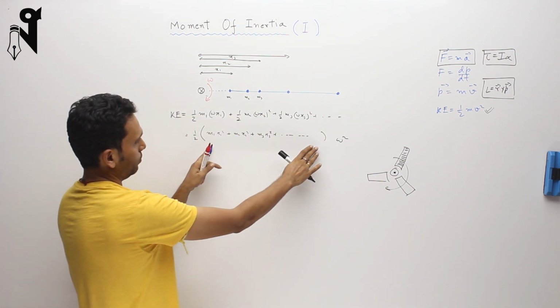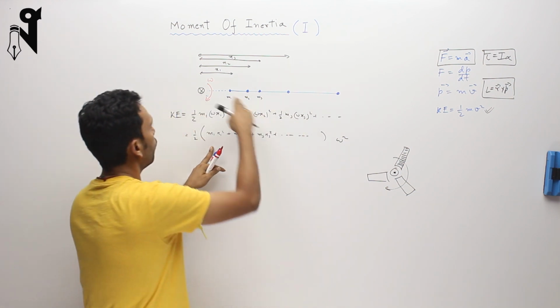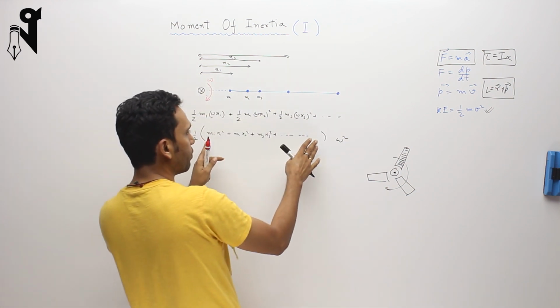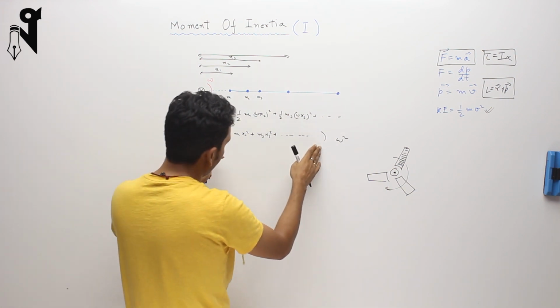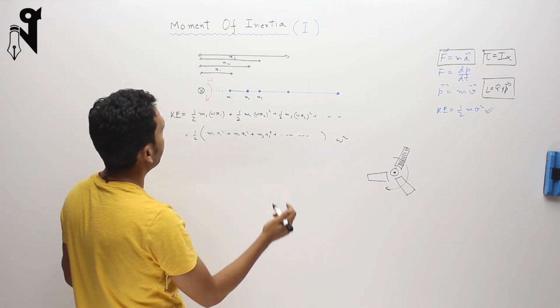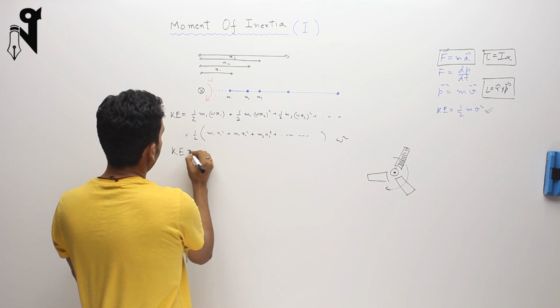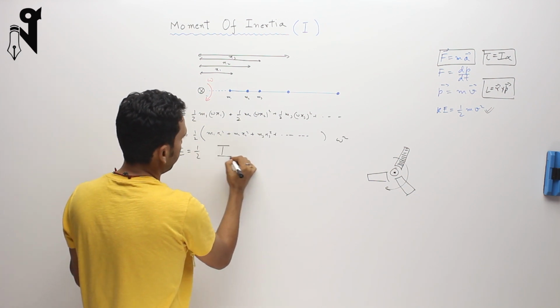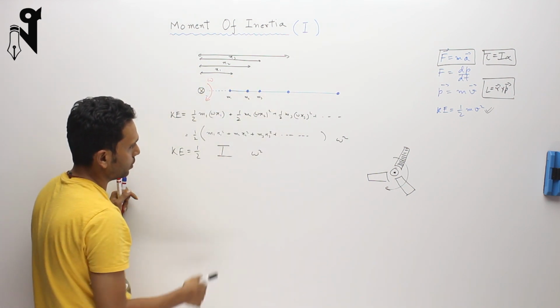Now this term is independent of how much was the omega, and this big fat term is coming when you calculate the kinetic energy. So this big fat term for this body is the moment of inertia of the body. So this term is the moment of inertia. KE is written as moment of inertia of the body about this axis.